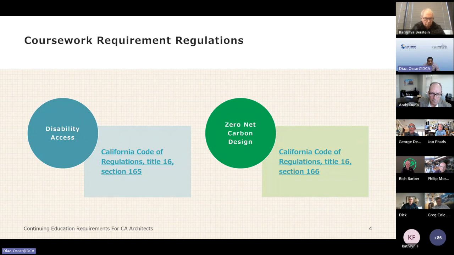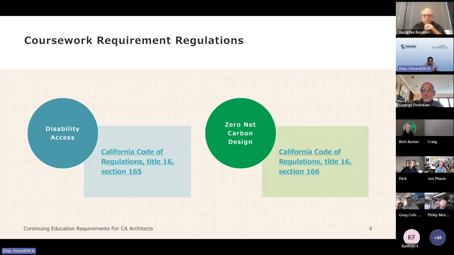For that matter, California Code of Regulations 165 details all those requirements for any coursework regarding ADA. So if you access this regulation, you will see all the criteria that is required for it to be acceptable. The same goes for zero net carbon design. California Code of Regulations 166 details all that criteria that is necessary.